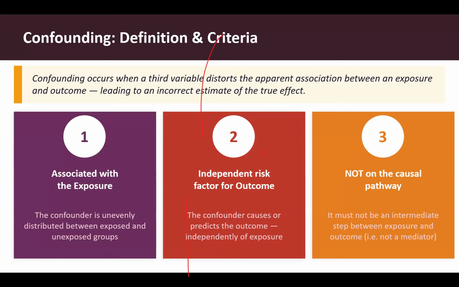So, it is associated with exposure. The confounder is unevenly distributed between exposed and unexposed groups. Then there is an independent risk factor for outcome. The confounder causes or predicts the outcome independently of exposure also. And it is not on the causal pathway. It must not be an intermediate step between the exposure and outcome. That is, it is not a mediator.